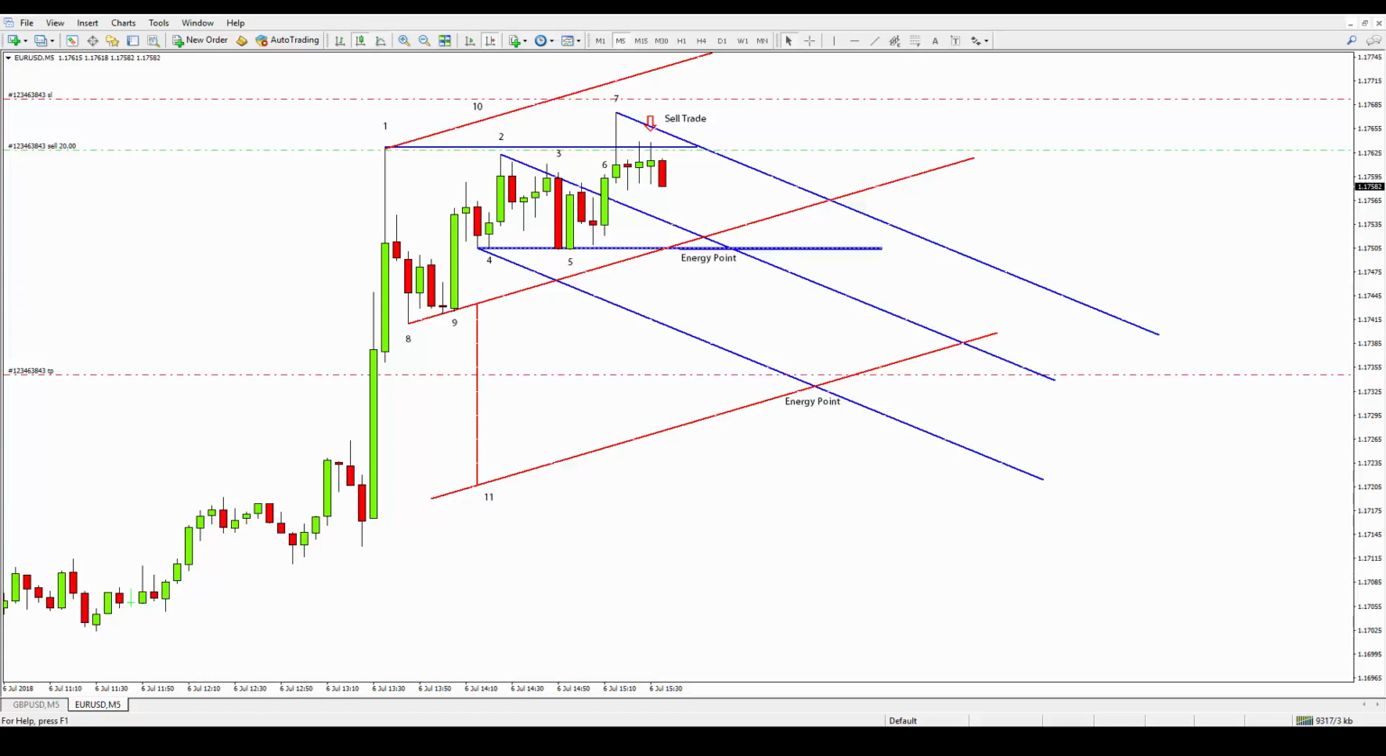When two of these lines meet, we have what is called an energy point. In an energy point, price tends to get disturbed. These energy points tend to attract price and catapult it, turning the volatility up.